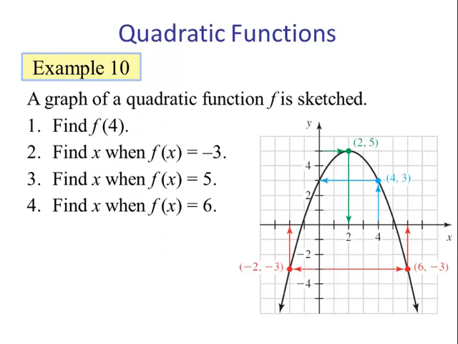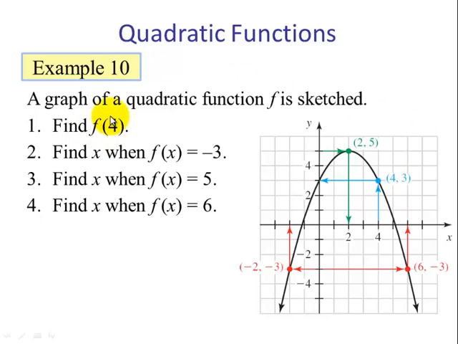Example 10. A graph of a quadratic function f is sketched. Number 1, find f of 4. Number 2, find x when f of x equals negative 3. Number 3, when f of x equals 5. And number 4, when f of x equals 6.